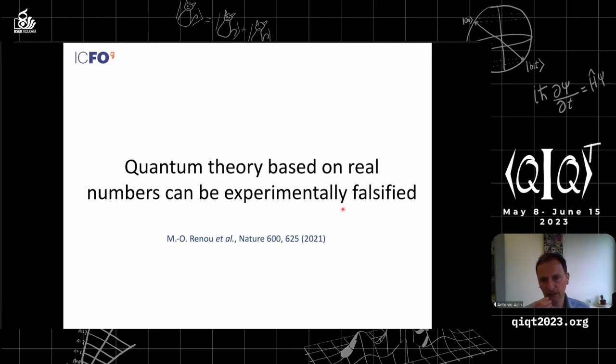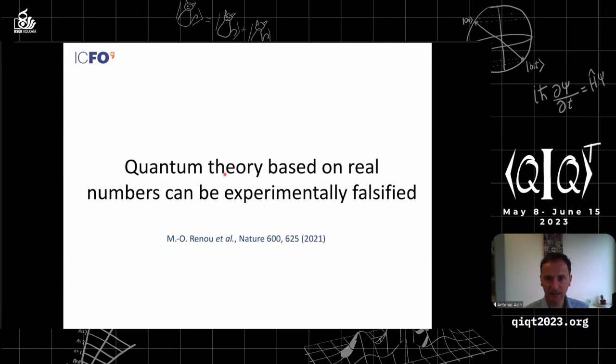So the first result I want to tell you about is this paper that was published 2 years ago, again with this collaboration. It was my colleague Reno, who was at the time a postdoc in my group, and it was a collaboration with the group in Geneva, Nicolas Brunner, and especially the group in Vienna of Miguel Navascués. Okay. So here it's a result on quantum foundations.